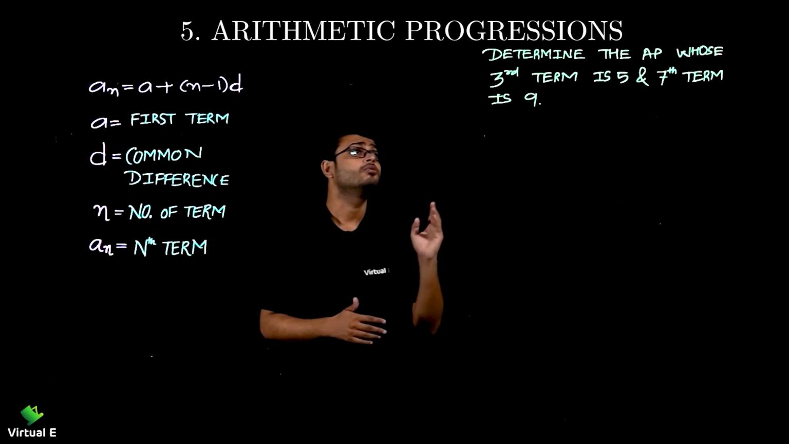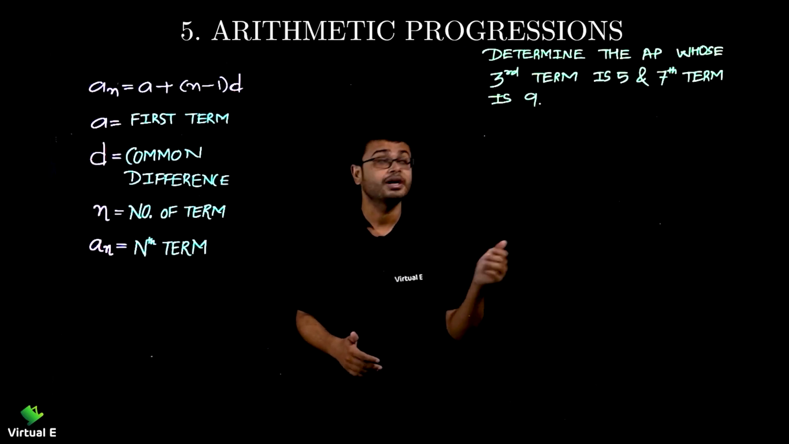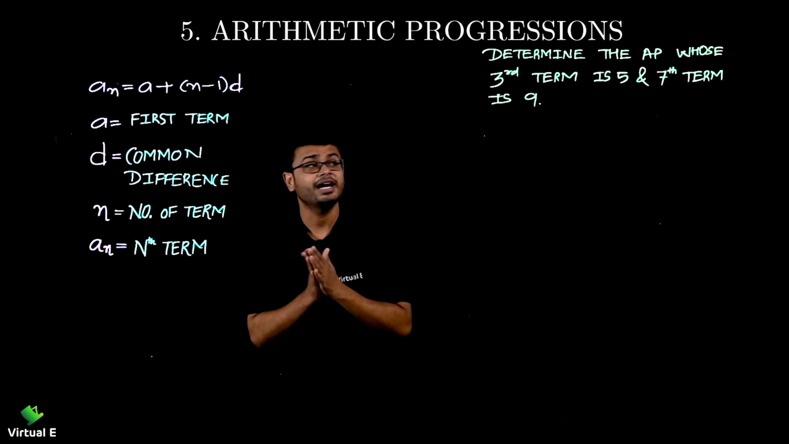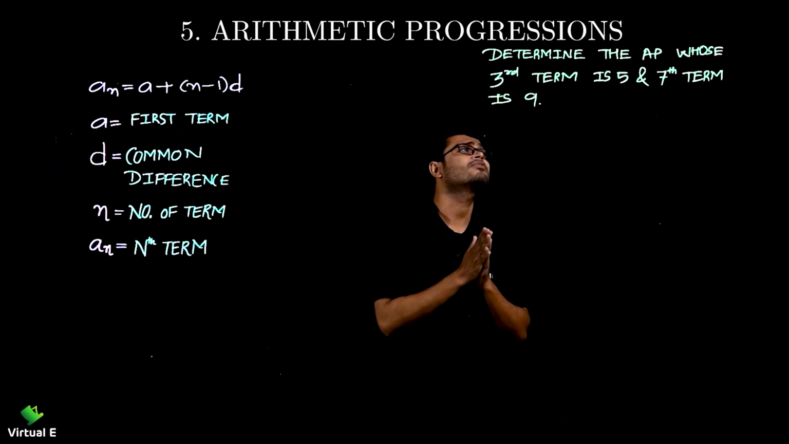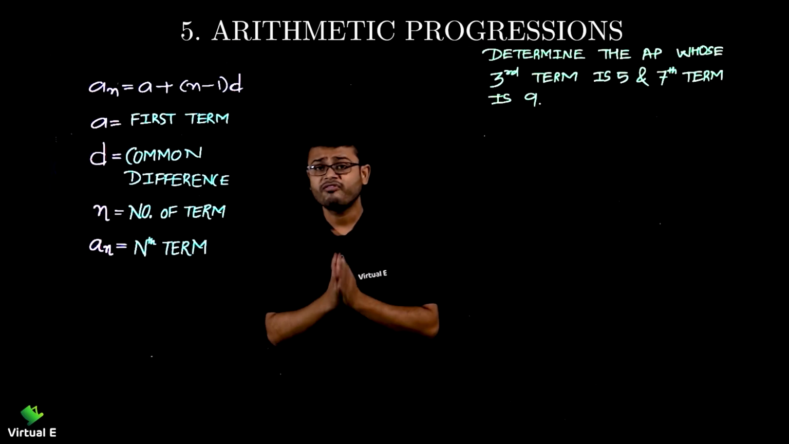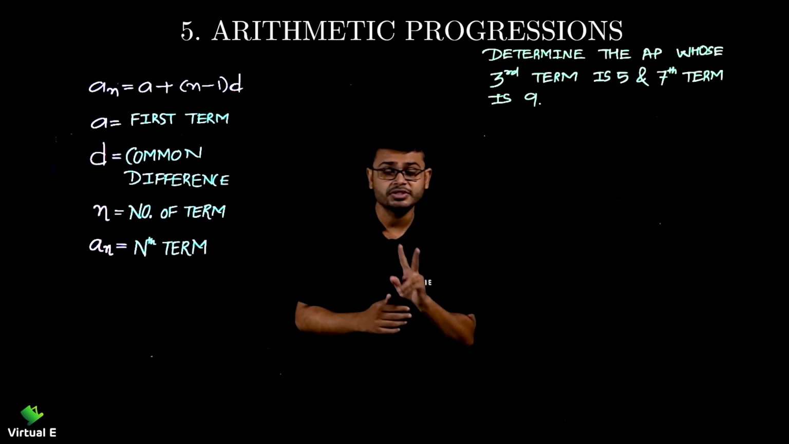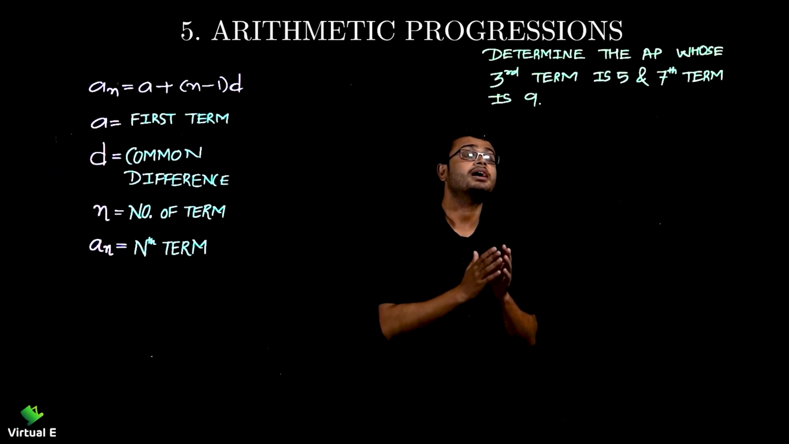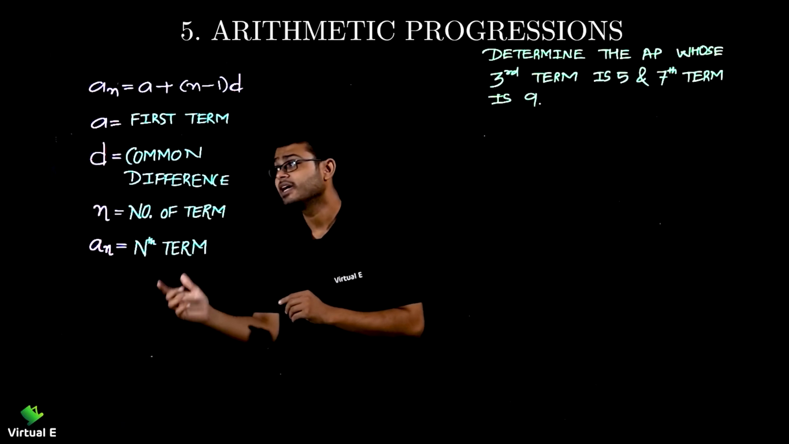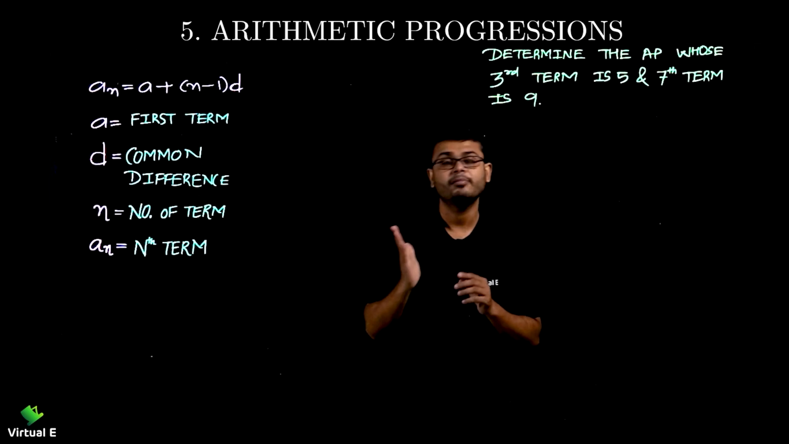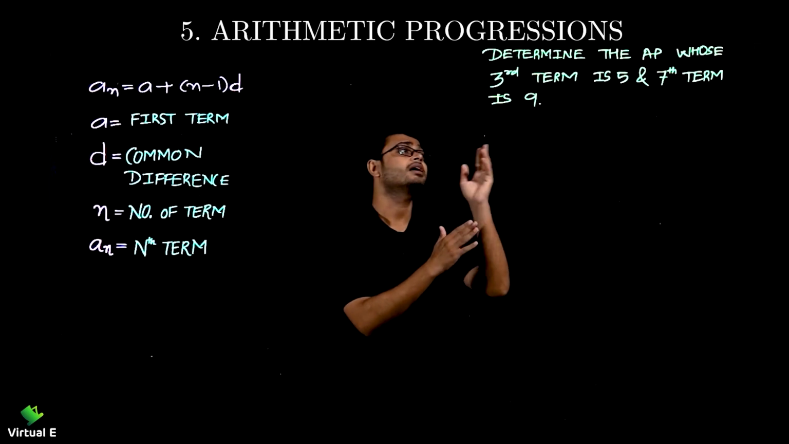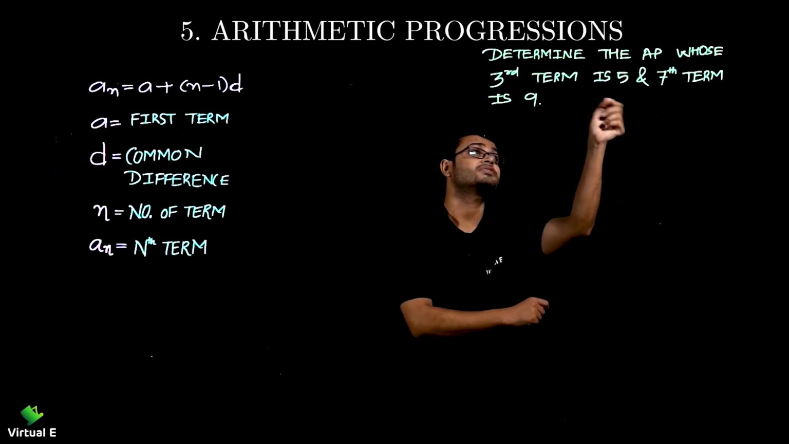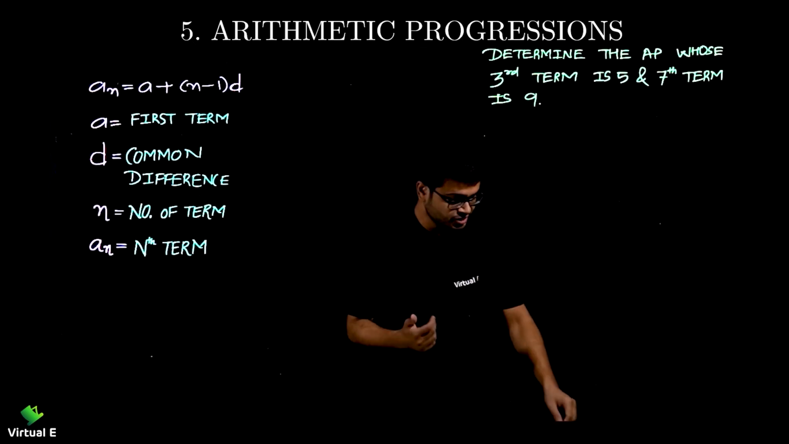Determine the AP whose third term is 5 and seventh term is 9. So the third term is given as 5 and the seventh as 9. What do we need to find? We need to find the AP. To form the AP, we need two pieces of information: the first term a and the common difference d. So our target is to find a and d, then we use the formula and get the AP. So how shall we start? We are given two terms, the third term is 5 and the seventh term is 9. So let's use that information.